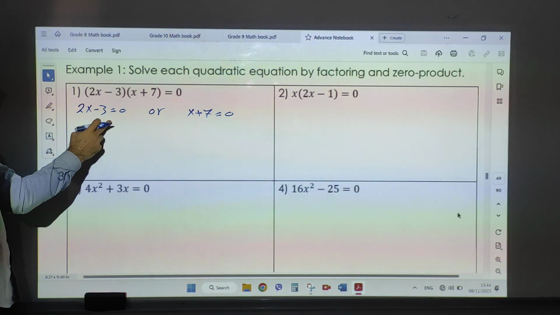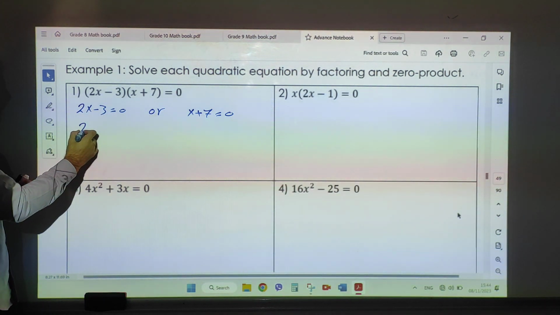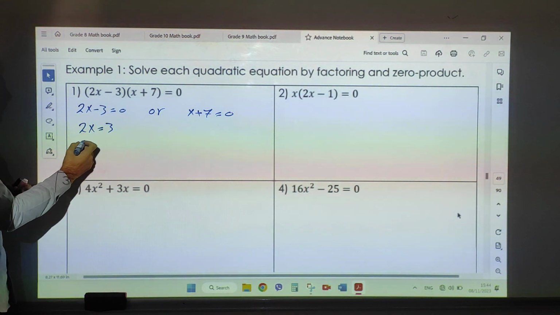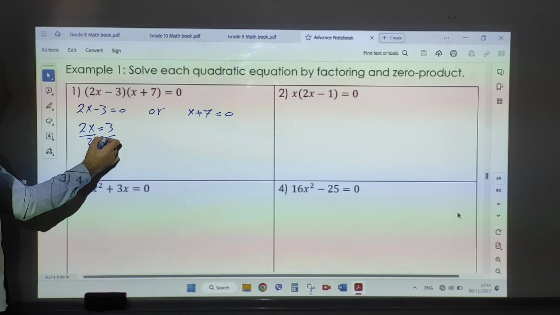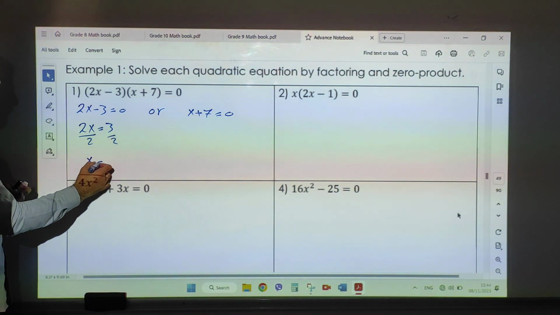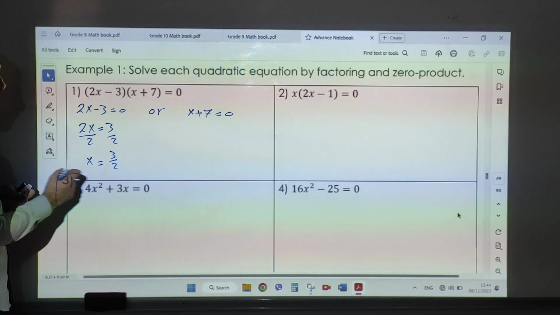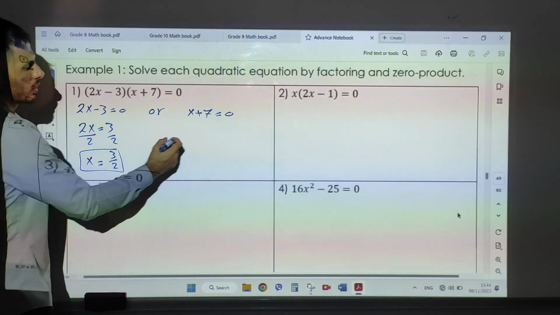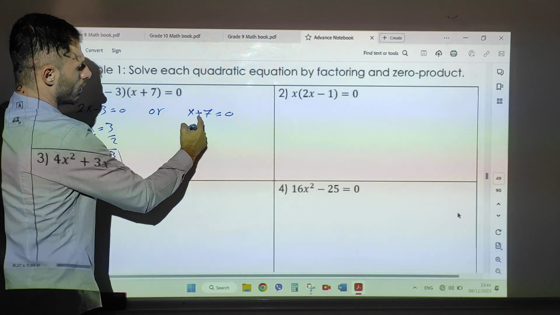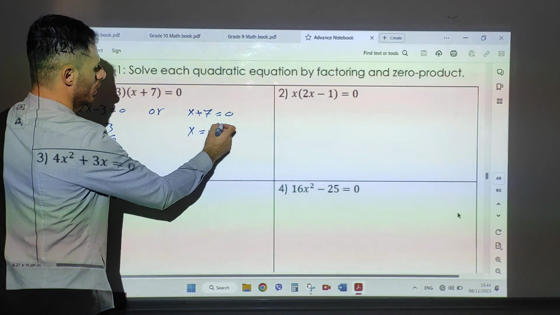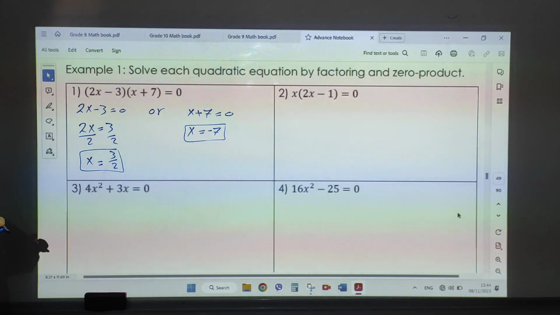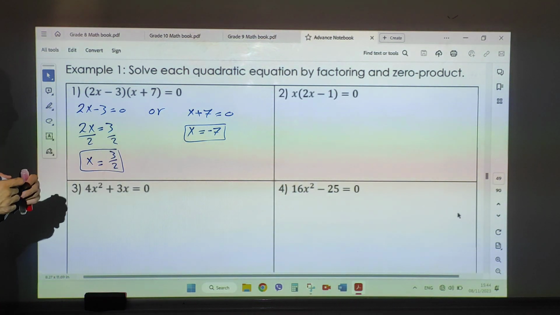To solve this one means find x. You will say 2x equals 0 plus 3, it means 3. Because we have 2x divided by 2, x is 3 over 2. This is done for the first one. For the next one, we just move 7 to the other side, it would be negative 7. So the result of this question is 3 over 2 or negative 7.